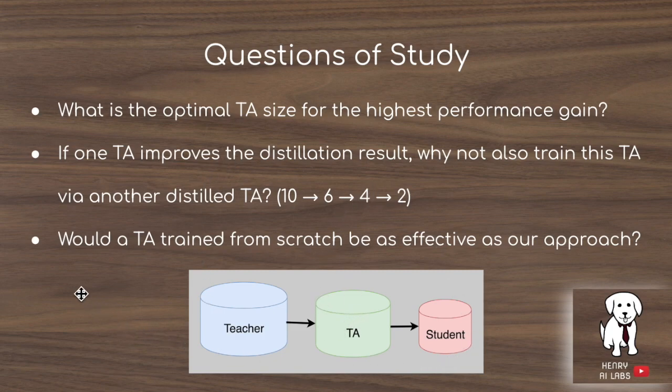Then the third question is, would a TA trained from scratch be as effective as our approach? So basically saying, is it necessary to distill the teacher into the TA and then distill the TA into the student? Or is it just that only a 6-layer convolutional network is effective for, say, distillation into the 2-layer student network, and you even need to have this intermediate step of the teacher distilling to the TA?